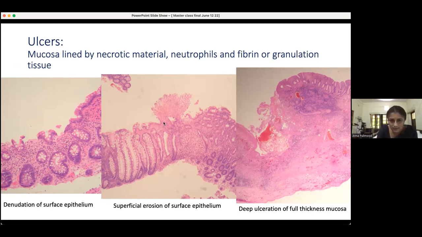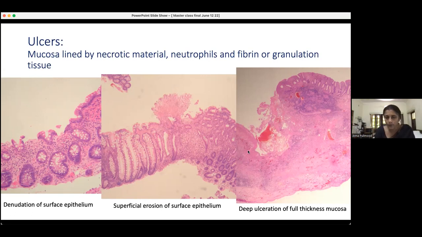But once there's a response in the underlying mucosa, something often comes out into the lumen. Now this is an exaggerated response, but some neutrophils and fibrin will come out, and you'll see necrotic debris here. Or if it's very severe ulceration, like in this case, the whole mucosa is replaced by granulation tissue. So this is a real ulcer.